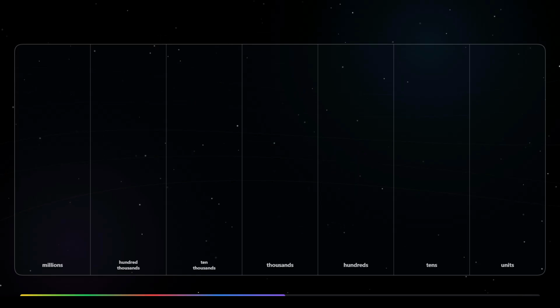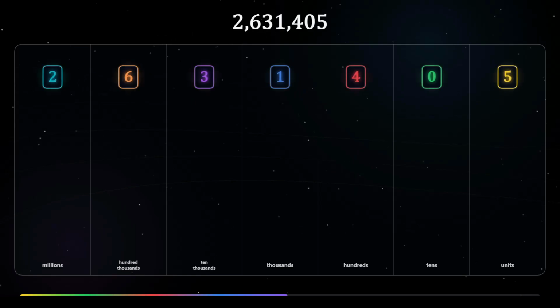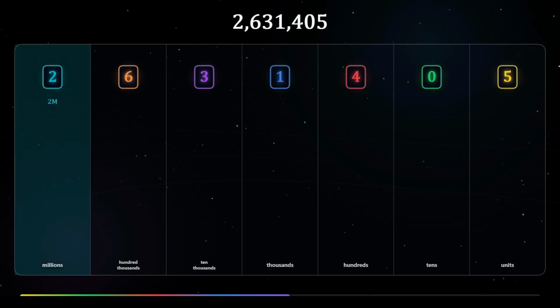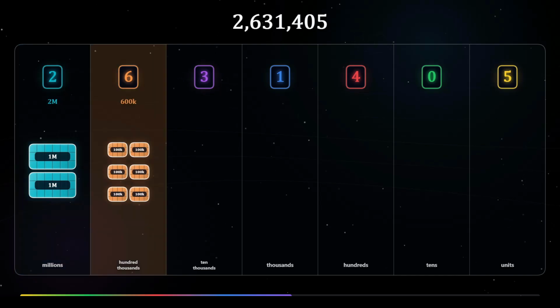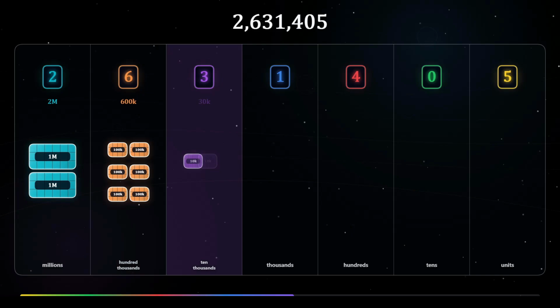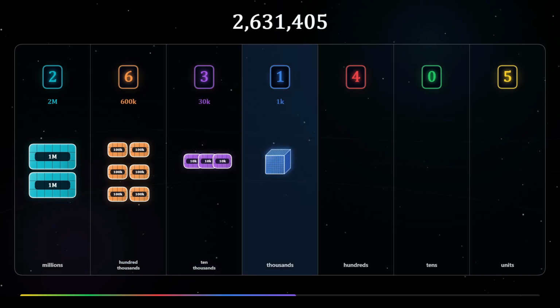Now let's build one more large number. 2,631,405. Start from the left, the 2 is in the millions place, so we need 2 million blocks. The 6 is in the 100,000 place, so we need 600,000 blocks. The 3 is in the 10,000 place, so we need 3 10,000 blocks. The 1 is in the thousands place, so we need 1,000 cube.